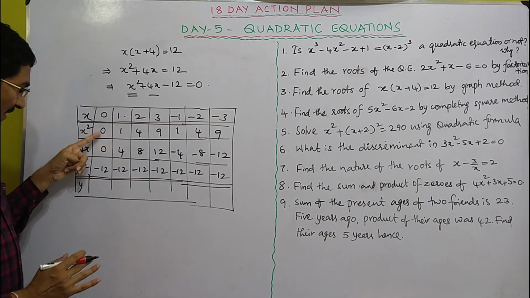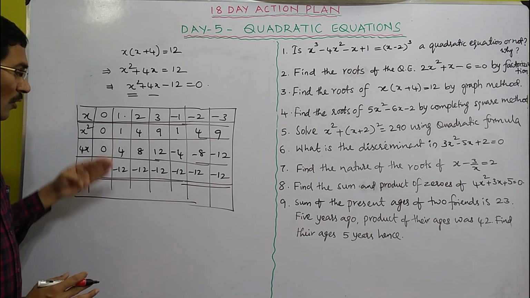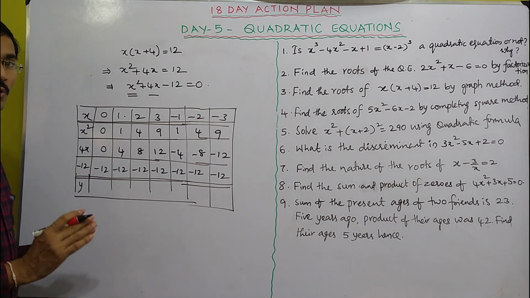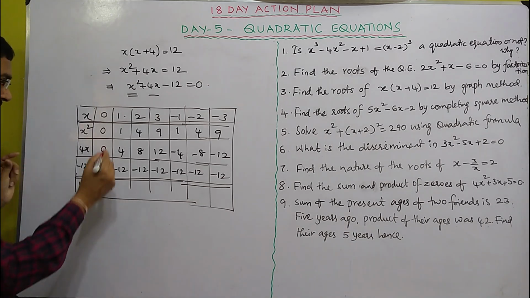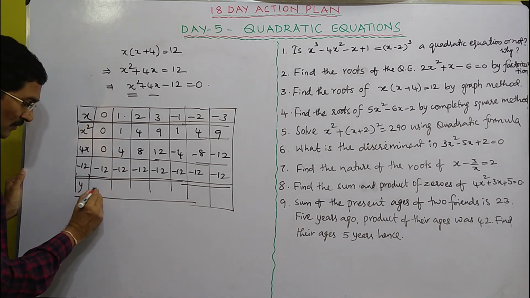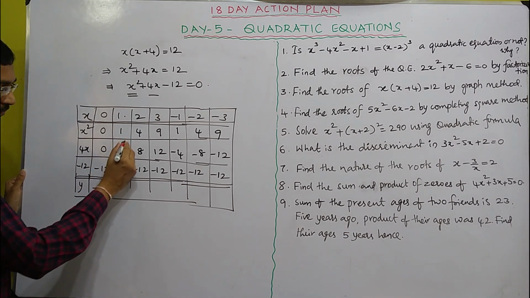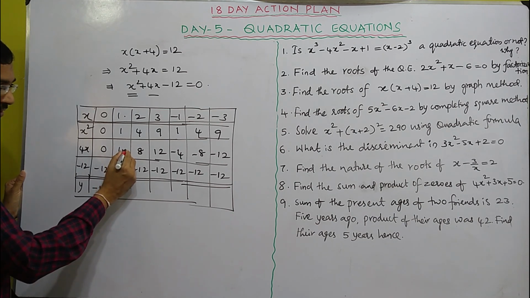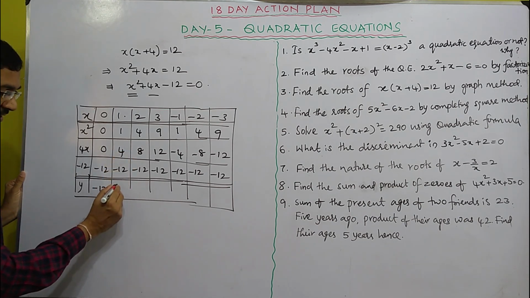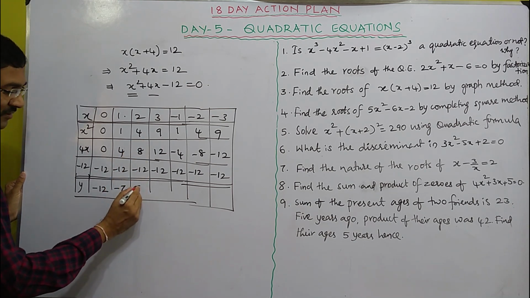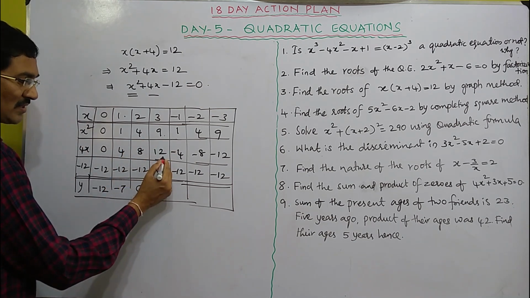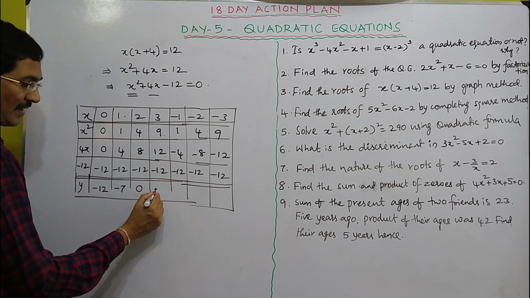Now that we have completed filling up all this, we will go for addition. Addition in the sense of doing the simplification as per the symbols. So let us see. 0 plus 0 is 0, and minus 12 gives you minus 12. Plus 1 and plus 4 is 5. So 5 minus 12 is minus 7. 4 plus 8 is 12. 12 minus 12 is 0. 9 plus 12 is 21. 21 minus 12 is 9.